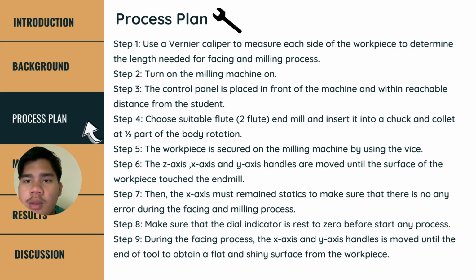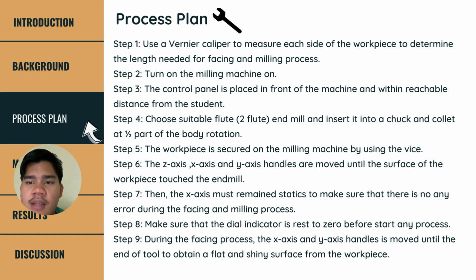For step 1, we use a vernier caliper to measure each side of the workpiece to determine the length needed for the facing and milling process. Then turn on the milling machine. The control panel is placed in front of the machine and within reachable distance of the student. Step 4, choose a suitable flute: we use a two-flute end mill and insert it into a chuck and collet at half the length of the body rotation. And then the workpiece is secured on the milling machine by using the vise.